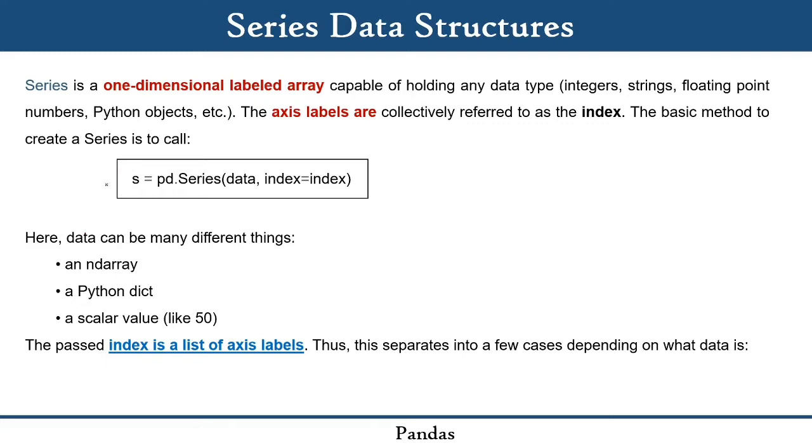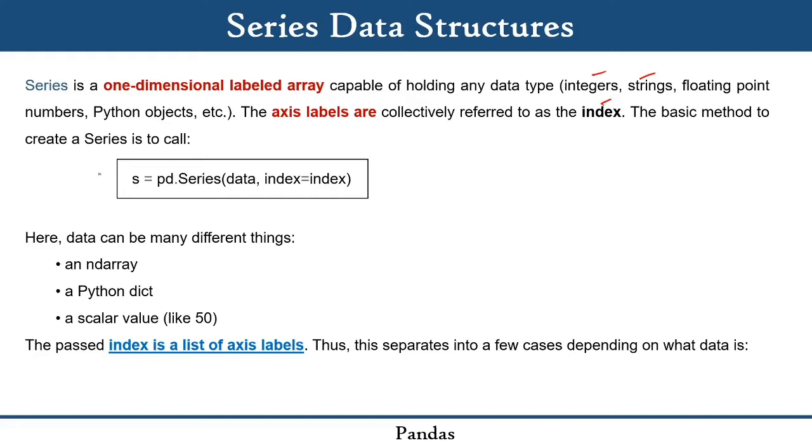Pandas series is a one-dimensional labeled array capable of holding any data type. The data type may be an integer, or a complex number, or a floating point number, or a string, or any data type like a list, dictionary, etc. The axis labels are collectively referred to as the index.